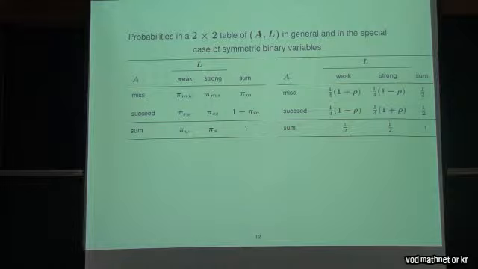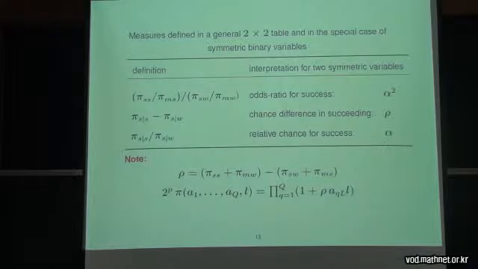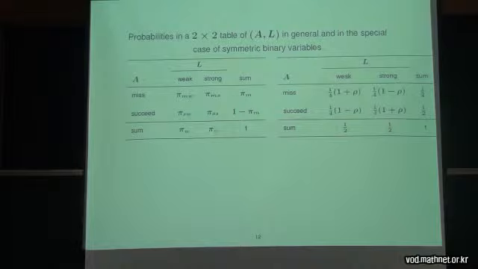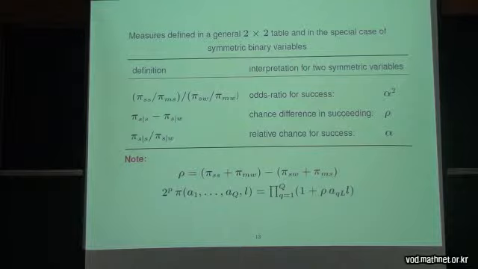And that, of course, means that common measures of dependence also have a very special meaning. So very common for measuring dependence among categorical variables, especially binary ones, is either the odds ratio for success, the chance difference to succeed, or the relative chance for success. And if we have this very simple type of 2x2 table, these three measures relate to each other in an extremely simple way. And in addition, there's a very special interpretation of the correlation coefficient that we call the cross-sum difference. It appears later on again.